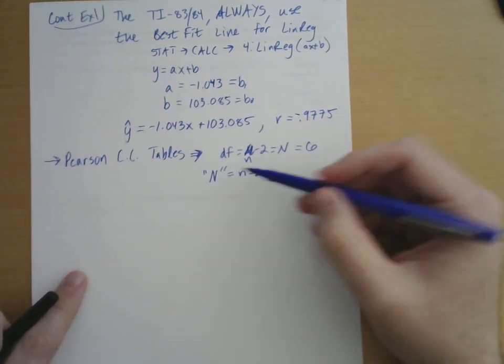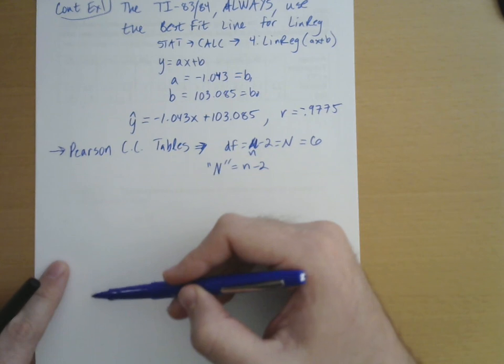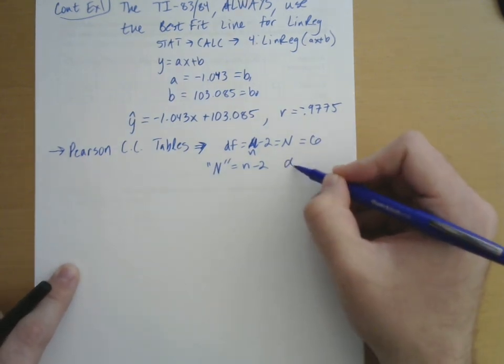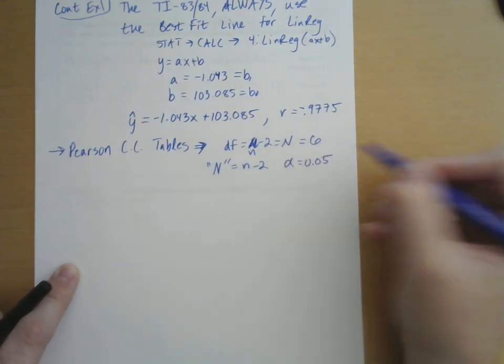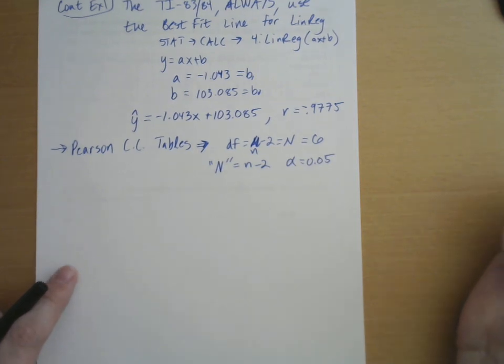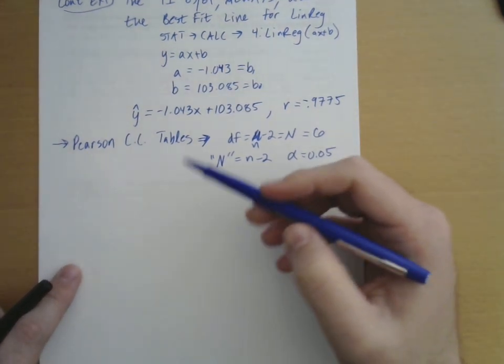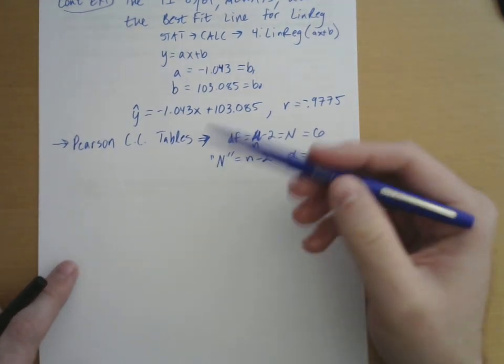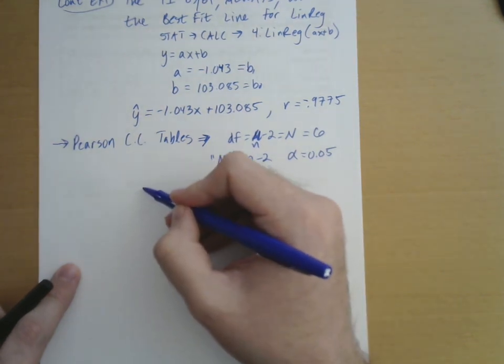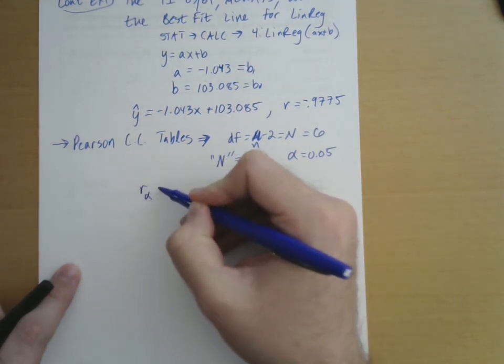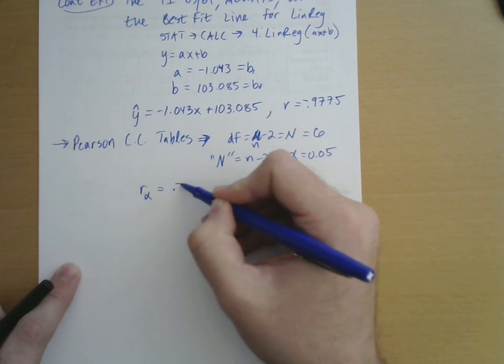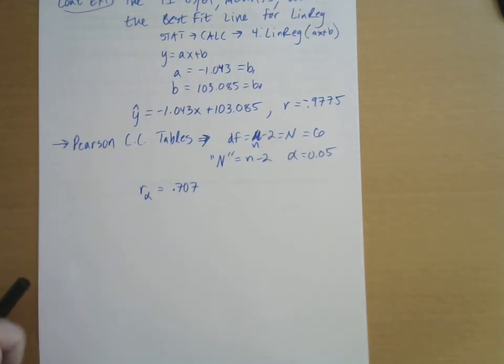And so the way you look up in that table is you find your 6, and then you go over to your alpha. Our alpha is 0.05. And so make sure you're in the 0.05, and you should see that that score, which is our r sub alpha, is 0.707. I believe it's the middle column that is 0.05.